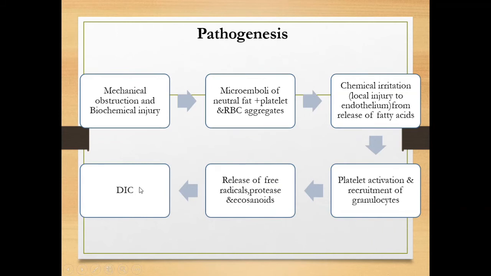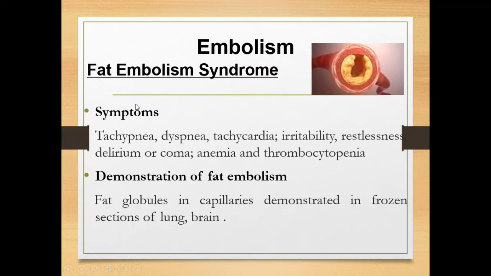Fat embolism syndrome (FES) symptoms are tachypnea, dyspnea, tachycardia, irritability, restlessness, delirium or coma, anemia, and thrombocytopenia. For demonstration of fat embolism, fat globules in capillaries are demonstrated in a frozen section of lung or brain. It can be diagnosed and seen in the frozen section of lung or brain, where it causes embolism or infarction.